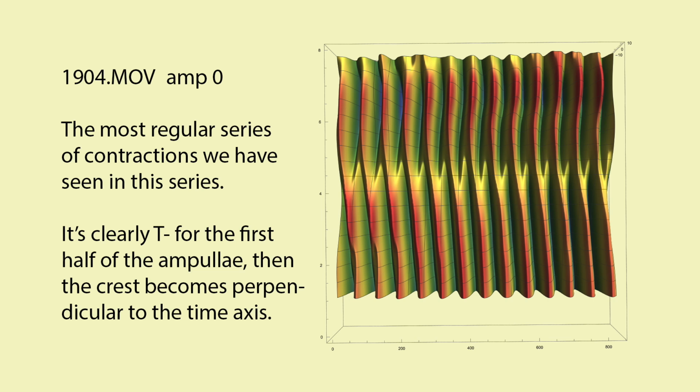We see that it is another ampulla that has a very stable contraction pattern throughout the 1,000 seconds. It is a hybrid of a T- on the bottom and an S mode above. If you are watching, it'll start out as an S, then it morphs into a T-.